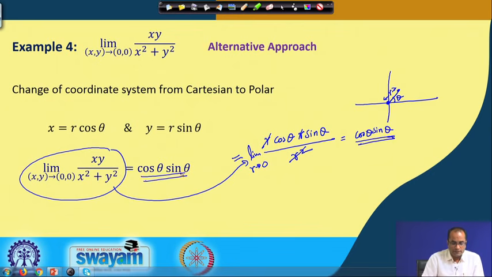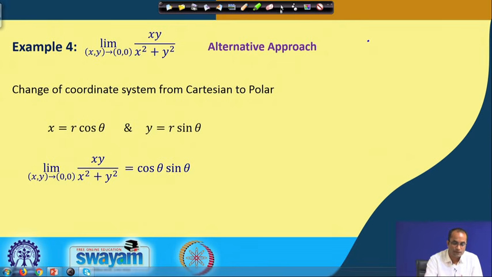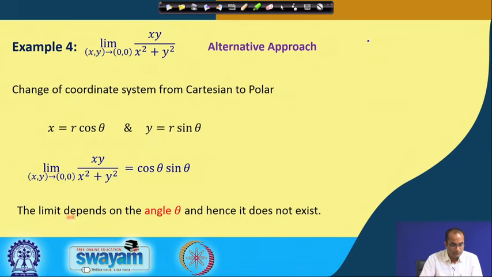So, what we observe again is that this limit depends on theta. So, if we choose a different angle to approach the origin, then the value will be different. So, again a similar situation: the limit depends on the angle theta, or we can say it depends on the path, and hence this does not exist.